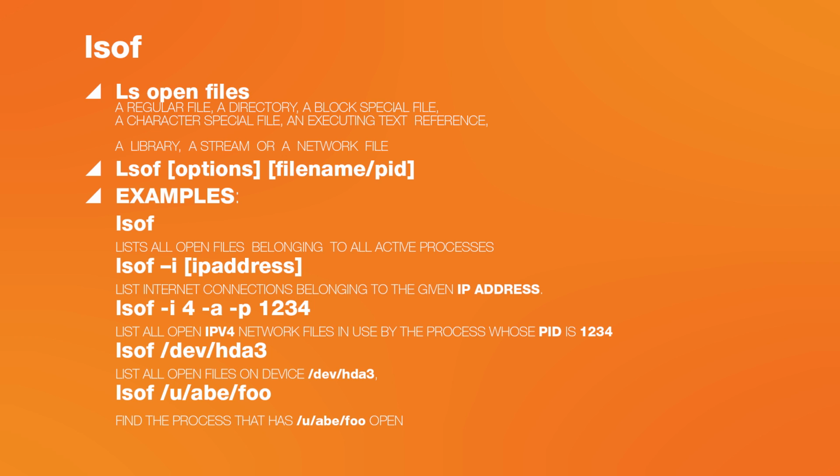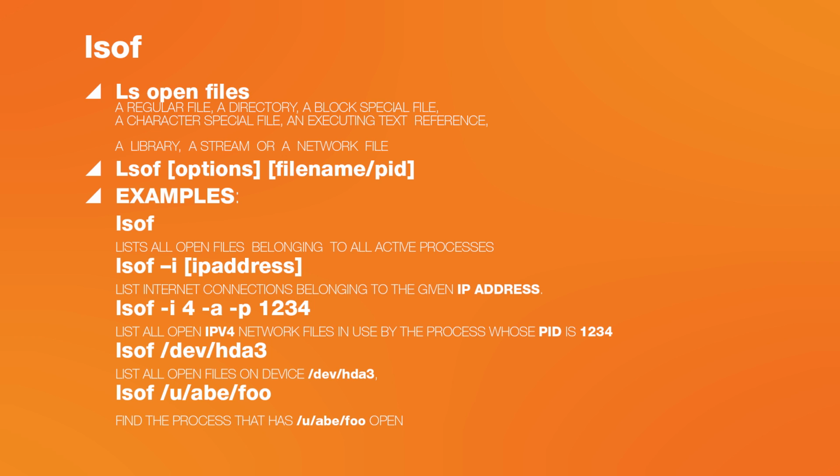For example, Linux Unix command lsof will list all open files that belong to any active processes. The common syntax is lsof, for list open files, followed by optional options or file names or PID. If you only run lsof without any options, it will list all open files. The tool is actually quite powerful in the Linux Unix world because everything is a file in Linux Unix.